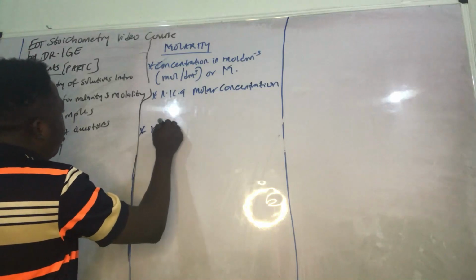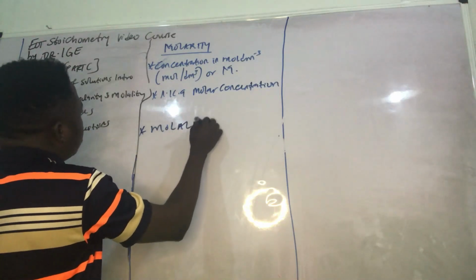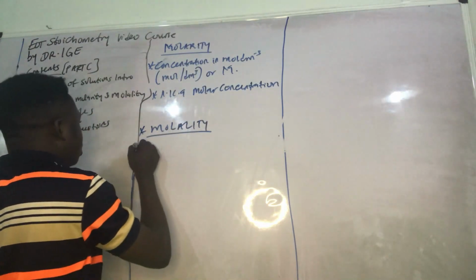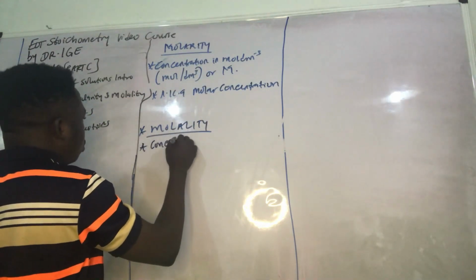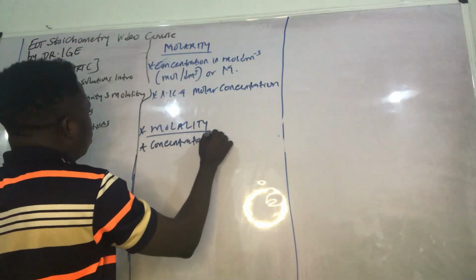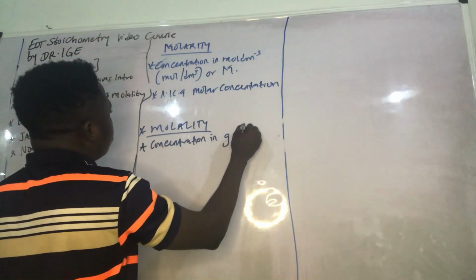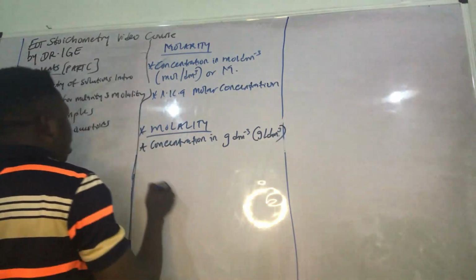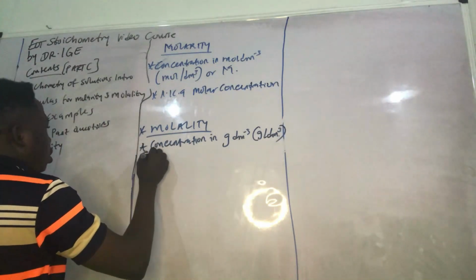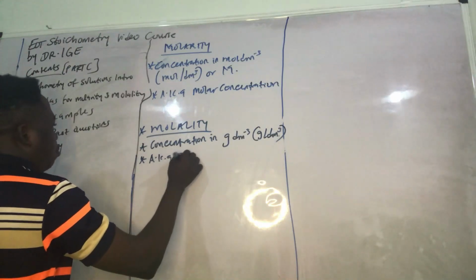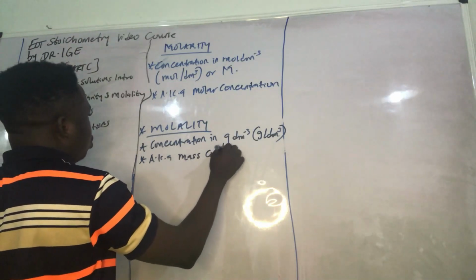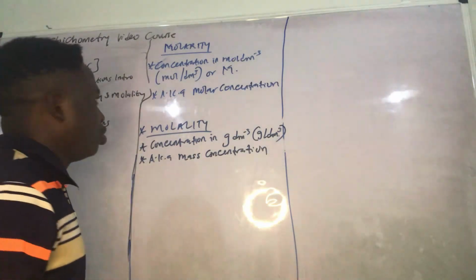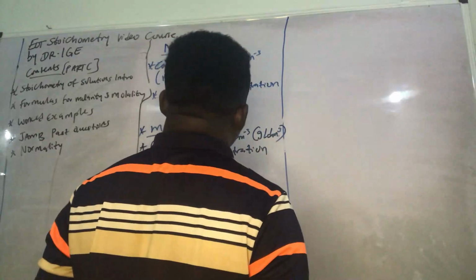Meanwhile, please get the differences. This one is molarity, this one is molality. This one is concentration in gram per dm cube, and it's also known as mass concentration. It's also known as what? Mass concentration.